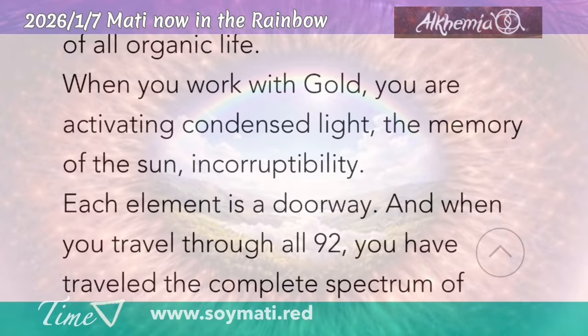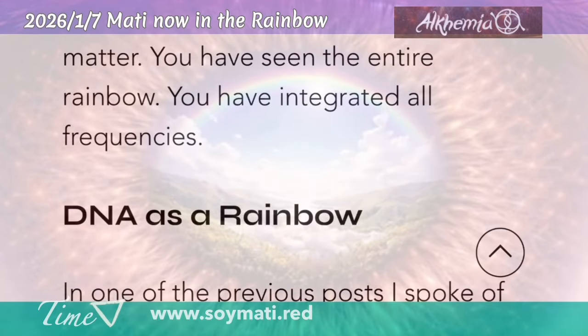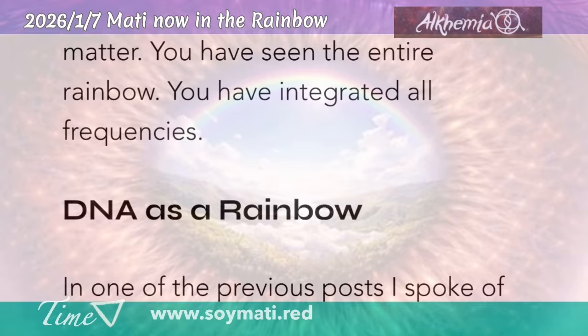Each element is a doorway. And when you travel through all 92, you have traveled the complete spectrum of matter. You have seen the entire rainbow. You have integrated all frequencies, DNA as a rainbow.